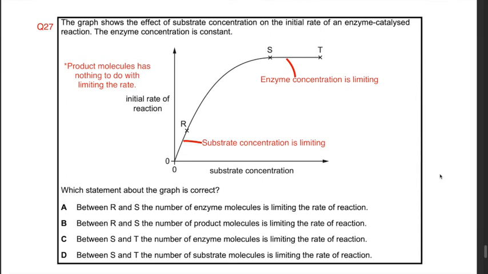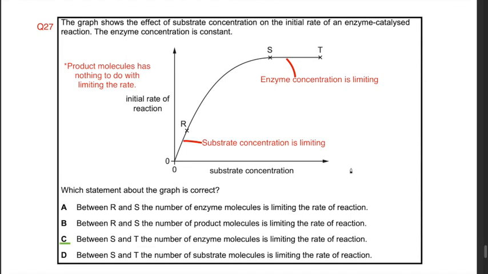You have to be very careful on what the particular graph is about. Over here, the x-axis represents the substrate concentration. Hence, towards the end, substrate concentration cannot be limiting, as substrate concentration is increasing as you move from left to right. Therefore, region S to T should represent the enzyme concentration being limiting. Hence, if you look at the answers A, B, C and D, the best possible answer is C. Between S and T, the number of enzyme molecules is limiting the rate of reaction.